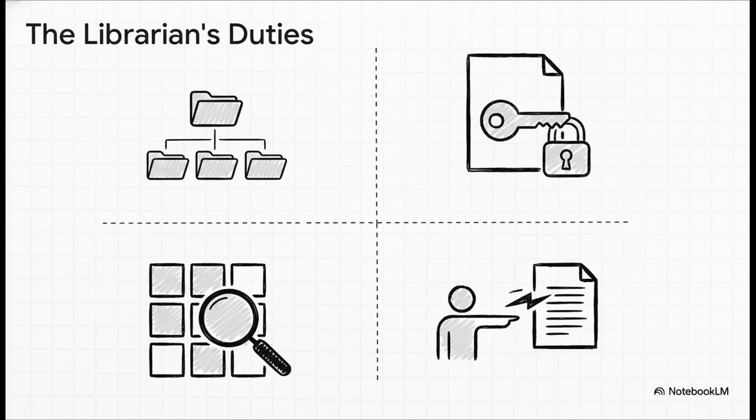Well, it boils down to 4 core jobs. First, it organizes all the books, your files and folders. Second, it decides who gets to access them, which we call permissions. Third, it keeps a perfect record of every empty spot on the shelves, or free space. And finally, it makes sure that any file you ask for can be found in a blink of an eye.